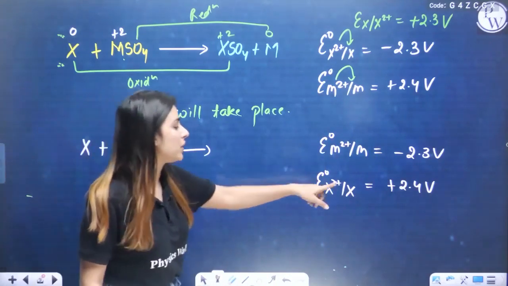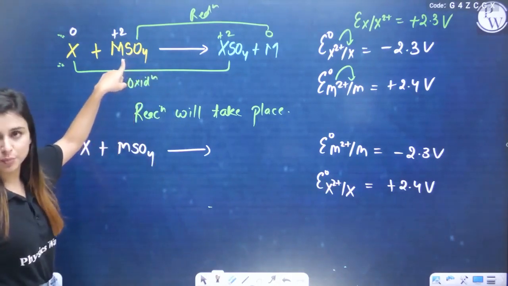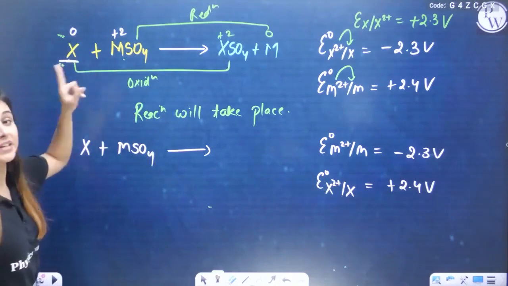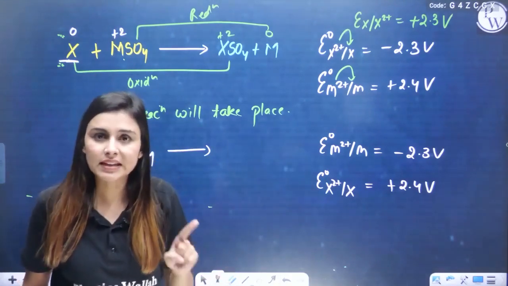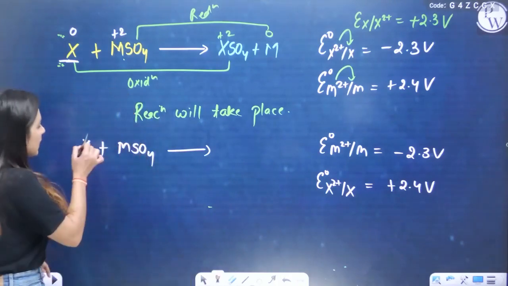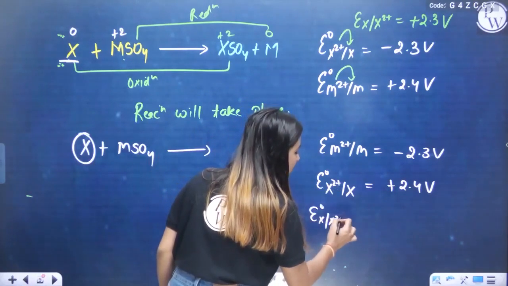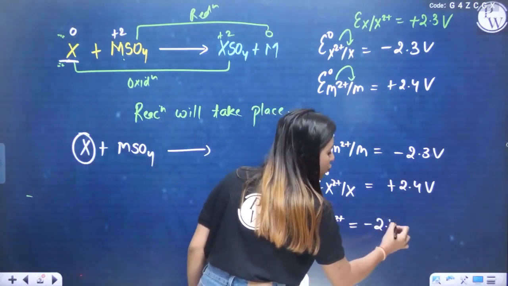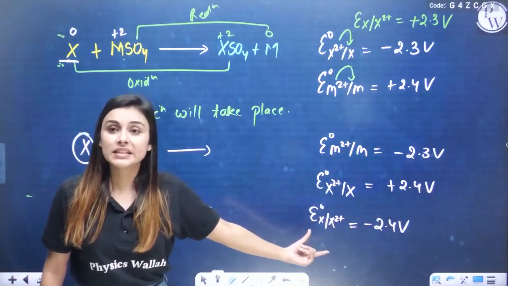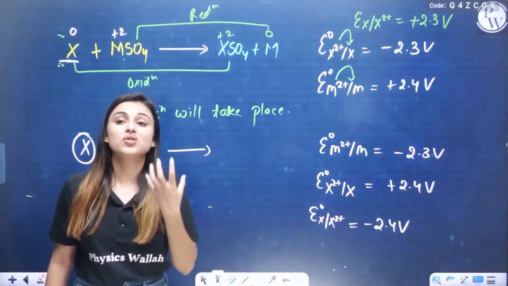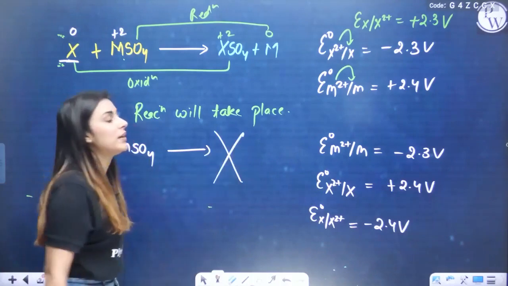I know that for the reaction to take place, the reduction potential of this particular thing should be more and the oxidation potential of this metal should be more. Only then it will displace the aqueous solution, right? Yes. If I see, then X oxidation potential would be E naught of X to X2+. This would be the oxidation potential and this will be minus 2.4 volt. Ma'am, the oxidation potential is coming out to be less, right? Yes. So since the oxidation potential is less, this will not be able to displace this, and no reaction will take place.